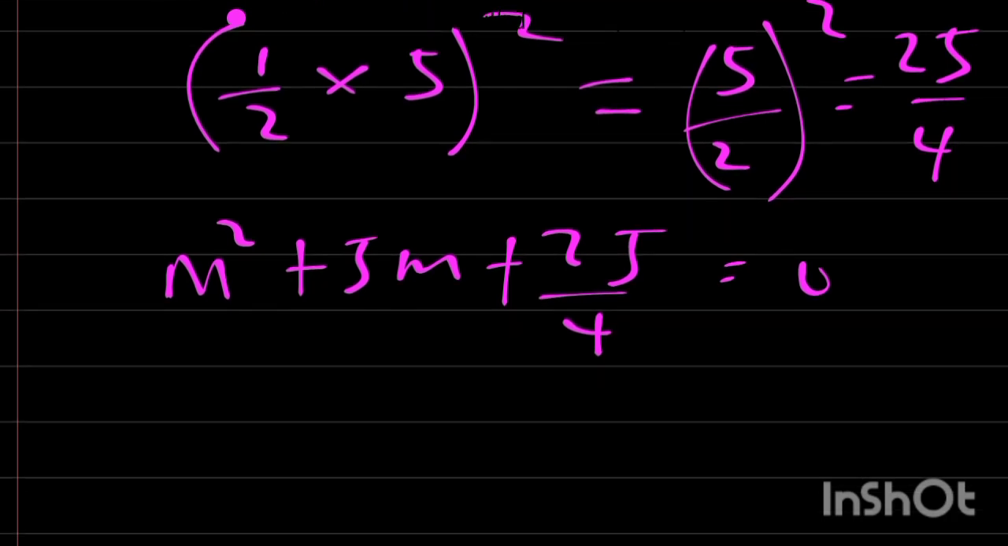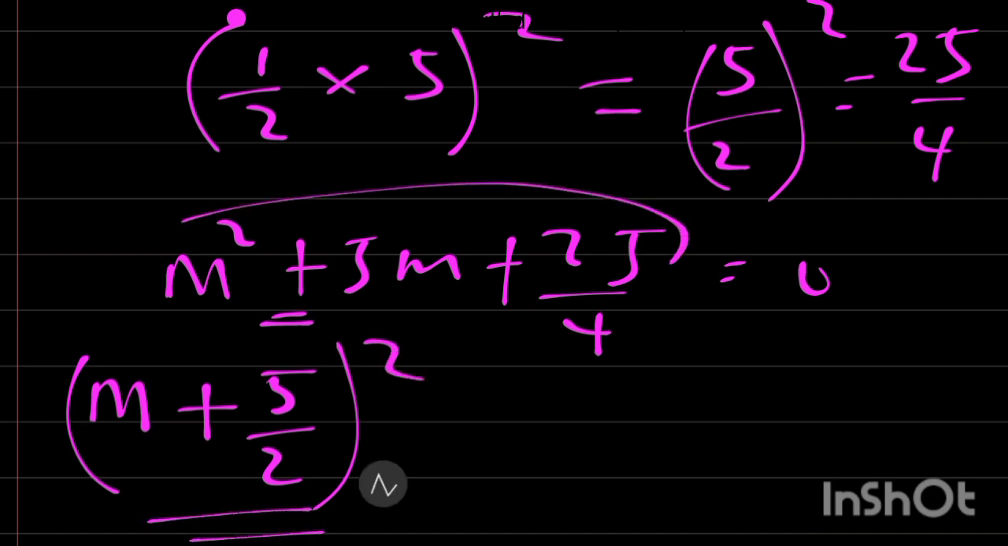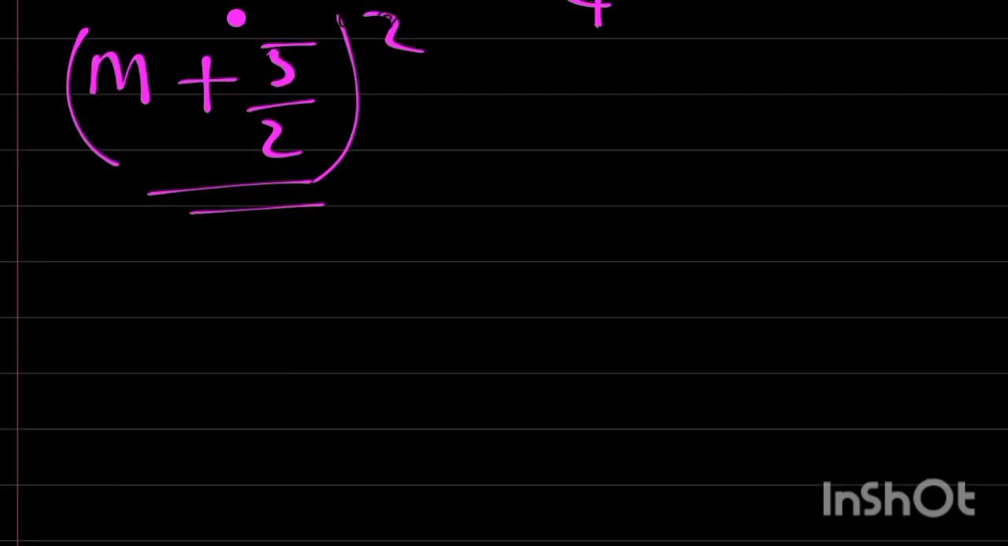Now this expression is a perfect square. And if I want to factorize it, I will just pick my m because the coefficient of m is 1. Always ensure that. Pick your m, then the next sign to m squared, which is plus, and then pick the square root of your constant term, that is 5 over 2 squared. If I should expand this, it will give me this expression here. As simple as that. Now let's go to completing the square method.